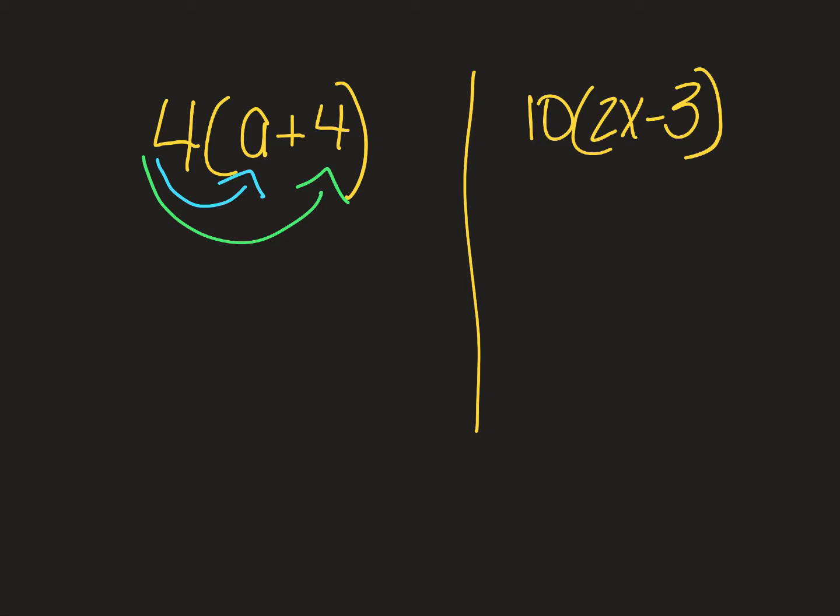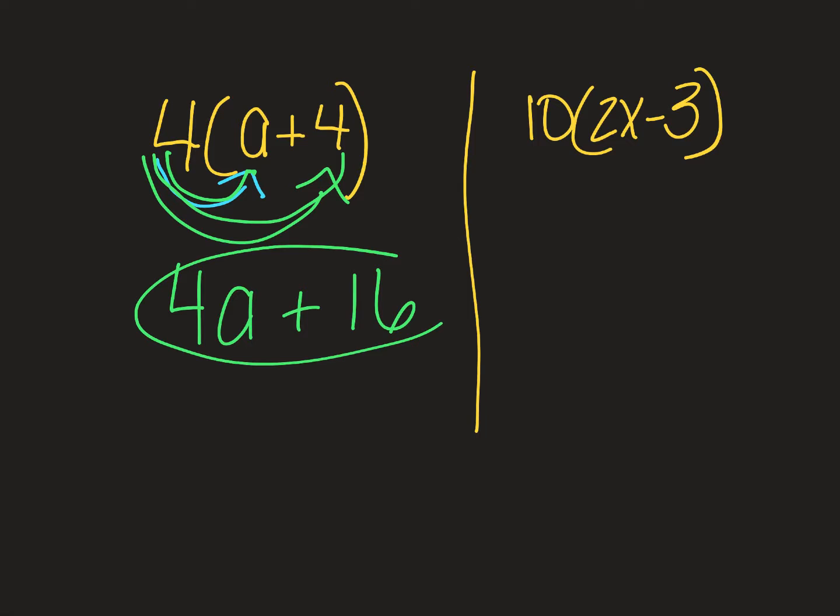Okay, it is 4a plus 16. Everybody look. 4 times a is 4a. 4 times 4 is 16. There's your answer. Everybody look at this problem. Okay, try that one on your own.